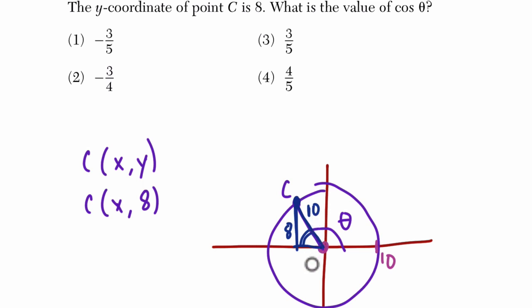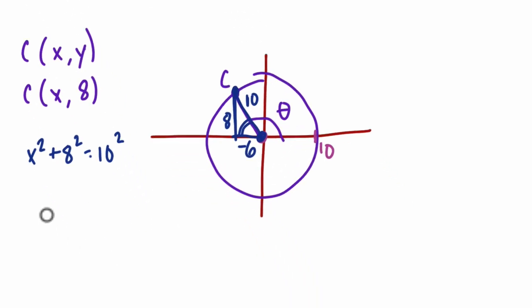The other side is going to end up being negative 6 because we are including direction here. I'm just using the Pythagorean theorem. I'm saying, well, x squared plus 8 squared equals the hypotenuse squared, so 10 squared. So x squared is 10 squared minus 64, which is 36. And then x is the square root of 36, and that could be positive or negative 6. Here we're going to take negative 6 because of the direction of the triangle in the quadrant.